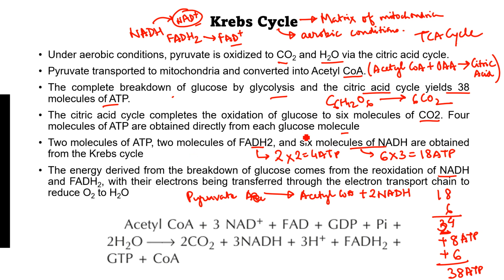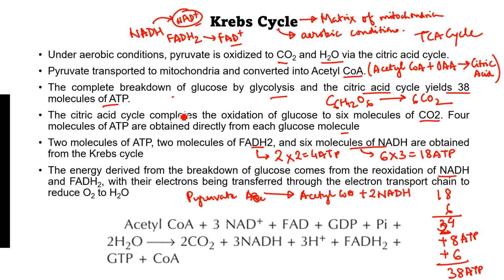Yeah, it should actually be pyruvate, right? Or so what is this? This statement has been written in a different way actually. So the citric acid cycle completes the oxidation of glucose. So once this citric acid cycle takes place, the complete oxidation of glucose takes place. That is what it is trying to say.